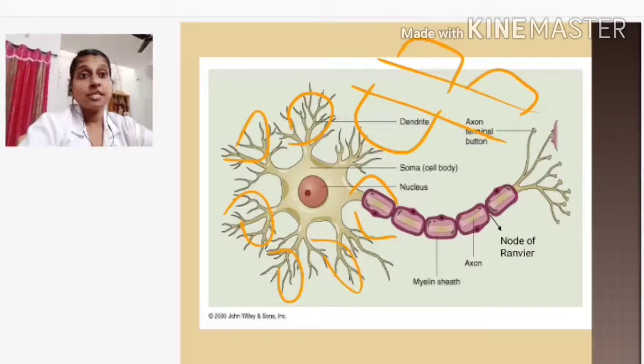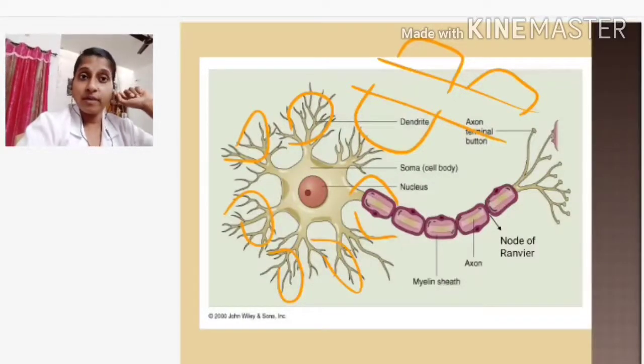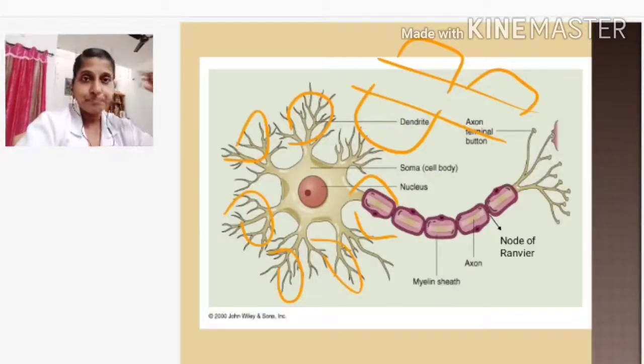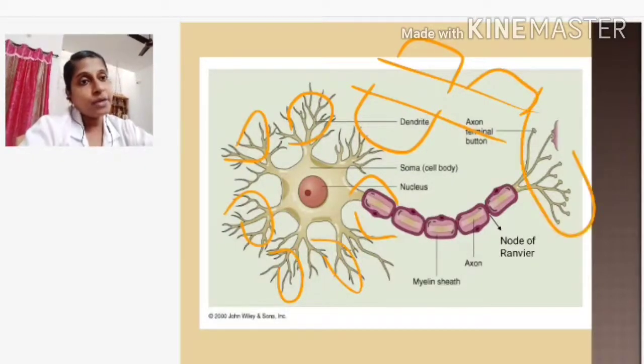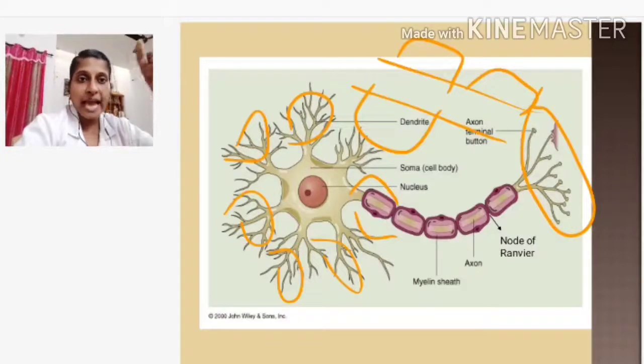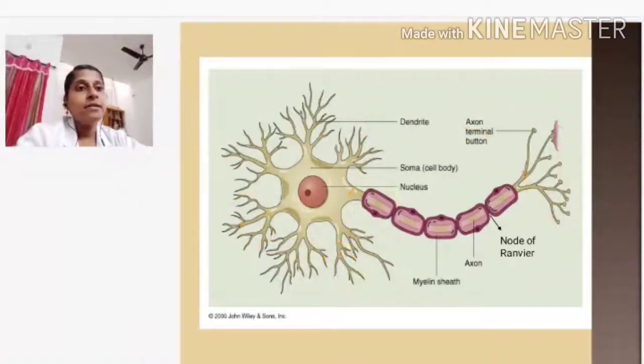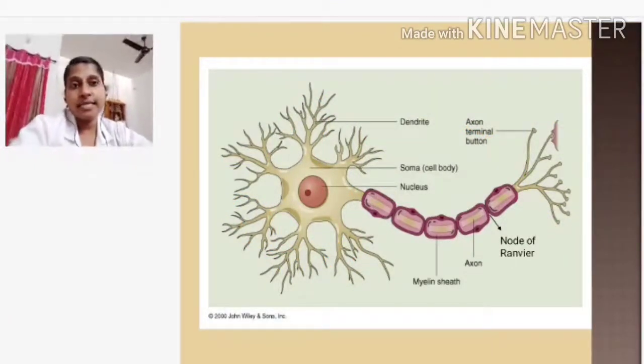This myelin sheath is not continuous. In between you can find gaps present. These gaps we call the nodes of Ranvier. From these nodes of Ranvier, in some neurons you can find branches projecting out, helping in sidewise conduction. And at the end, the axon is branching into knob-like structures. We call them the axon endings, and the tip of the axon ending we call the synaptic knob.